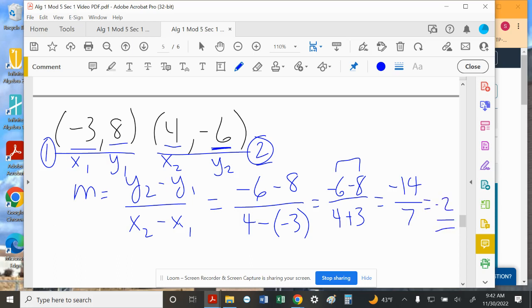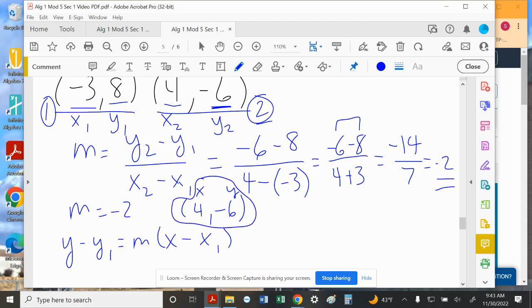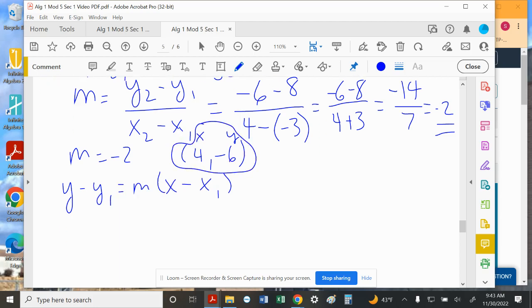So notice now I have a slope, m equals -2, and I have at least 1 point. Now I can pick either point. So just for fun, I'm going to pick this point, which is 4, -6. So we're going to do 4, -6. So then we're going to plug it into the equation. y minus y1 equals m times x minus x1, where of course here's our x, here's our y value. So that's what we have in this particular case for that particular point.